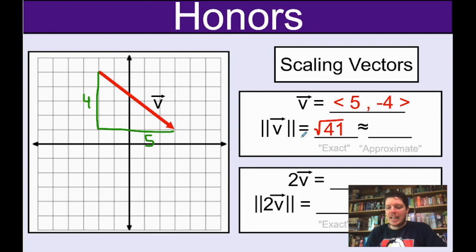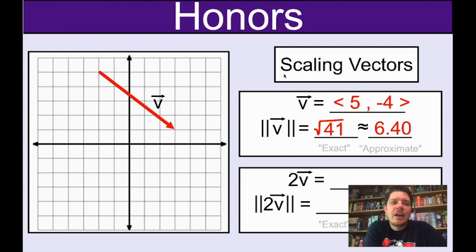And if we use our calculator, we can calculate the approximate length, which would be 6.403. So we'll go ahead and make that red so you can see it really nicely. Okay, cool. Let me go ahead and get rid of this writing over here. And let's talk about scaling.